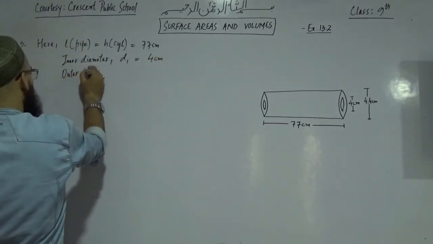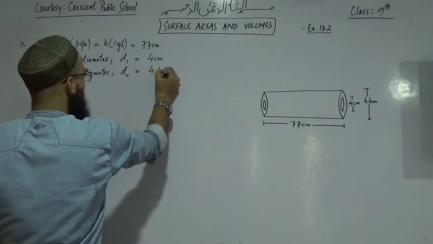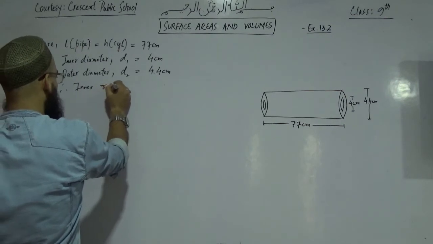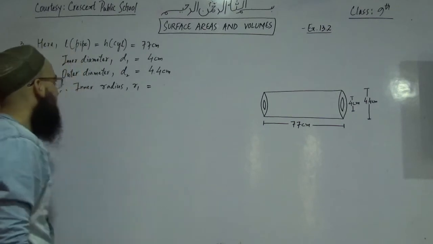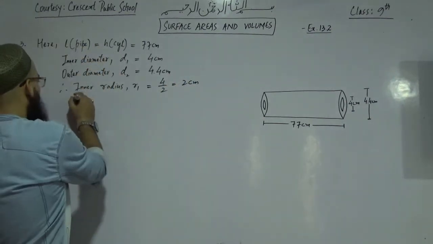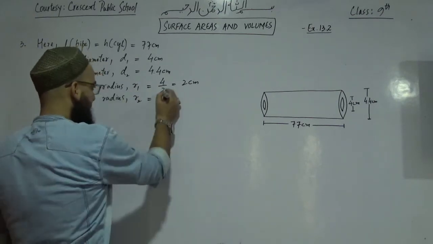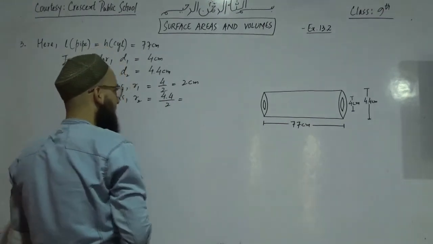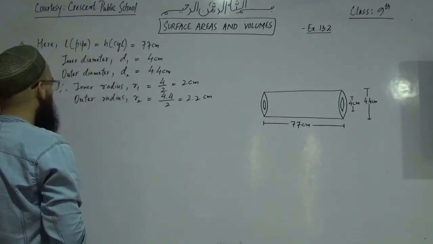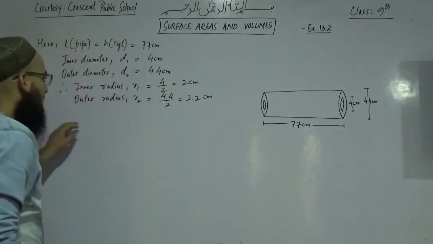Then we have outer diameter. Outer diameter, let us say D2, it is equal to 4.4 centimeter. Got it? Therefore, inner radius, let us say R1 will be 4 by 2, and that is 2 centimeter. Outer radius, let us say R2, it's equal to 4.4 divided by 2, that's 2.2 centimeter. Outer radius is 2.2 centimeter.